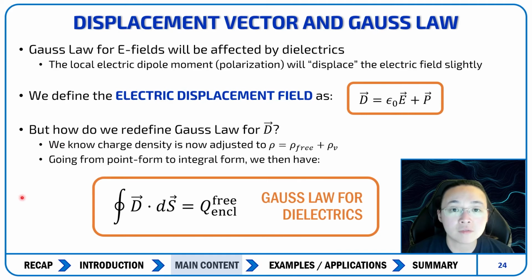So we have to redefine Gauss' law for the displacement field. We know that the charge density is no longer just the free charge that you have on the object. You also have the induced volume charge from the dielectric. So we add those two up and you end up getting the integral of D dotted with dS is equal to Q enclosed free. So that free just means how much free charge is on the surface of the object. So this is Gauss' law for dielectrics. So this is the free charge enclosed within a specific amount of surface.